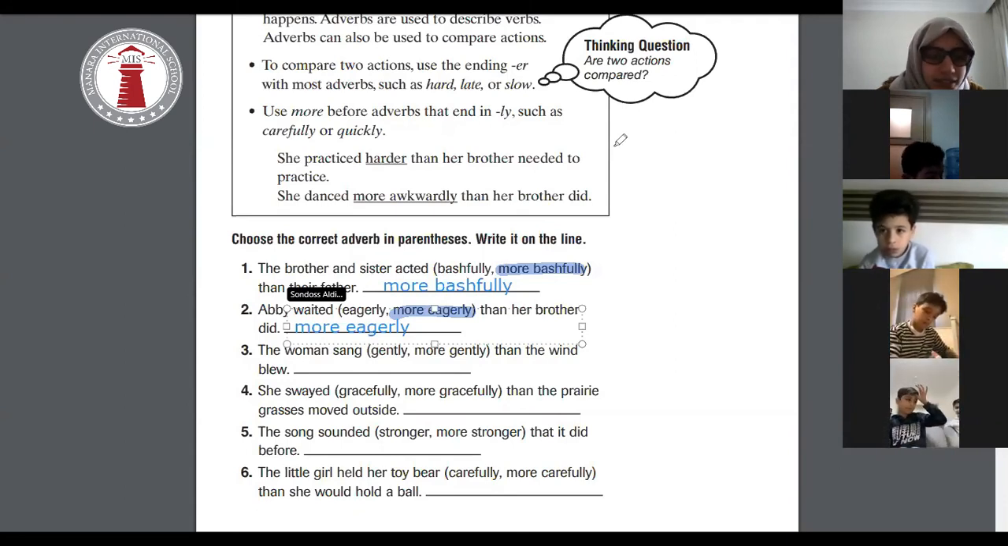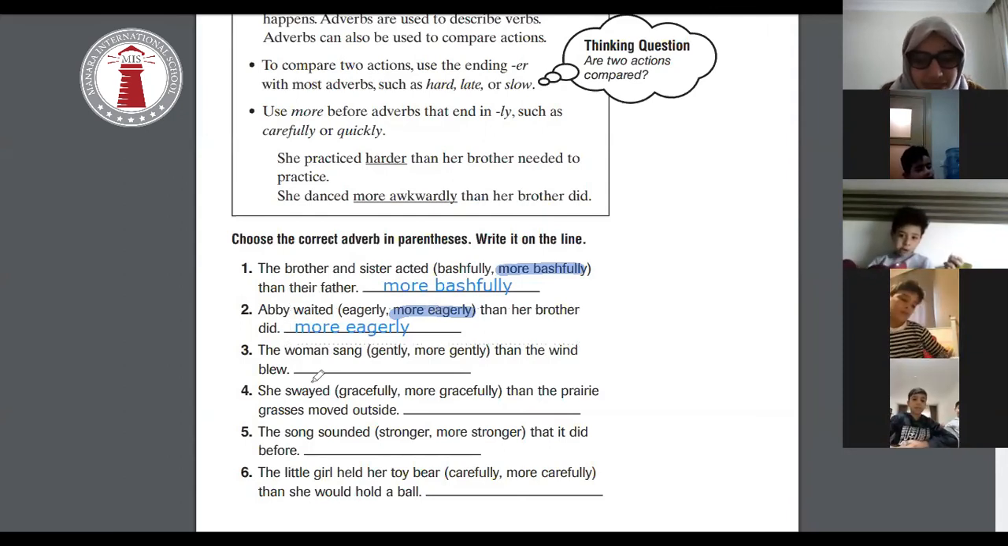The woman talked, then the wind blew. So do you think the answer is gently or more gently? The woman, it's A-N, so it's one person. Gently or more gently, we're comparing here between one woman singing and the wind. So we're comparing between two actions. More gently. Good job.